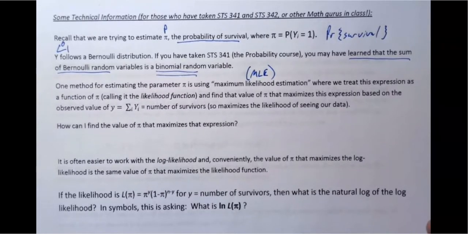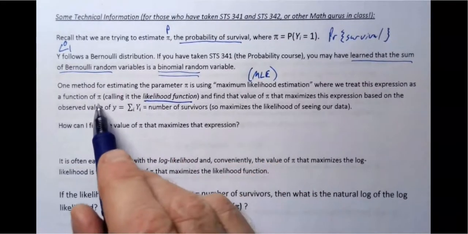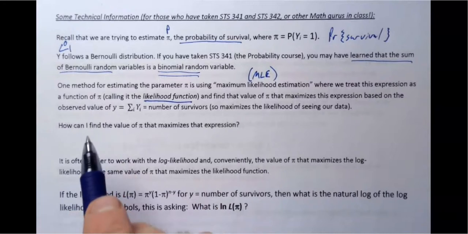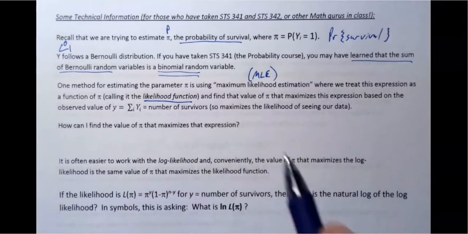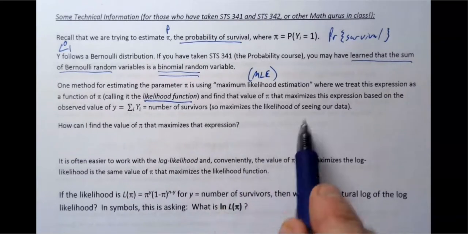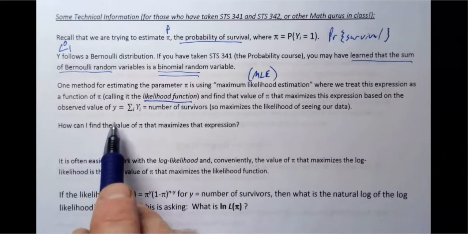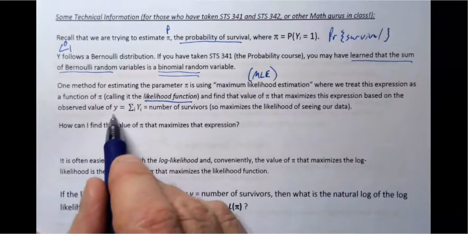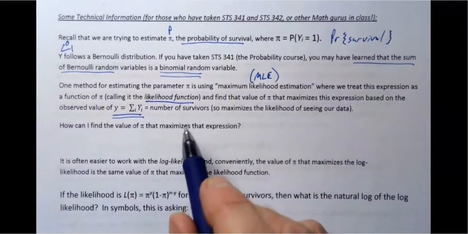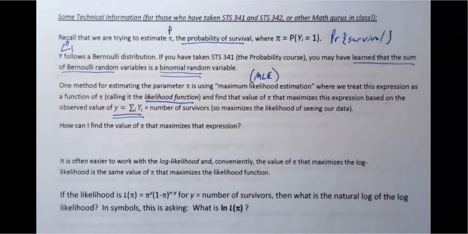What we're going to do is treat the likelihood function as a function of pi, as a function of our parameter. The idea behind this is we're going to find a value of pi that maximizes, hence the word maximum, our likelihood based on the observed value of our data. And the data in this case is just the sum of our y's, or the number of survivors in our data set. So how can I find the value of pi that maximizes that expression? We're going to use calculus.